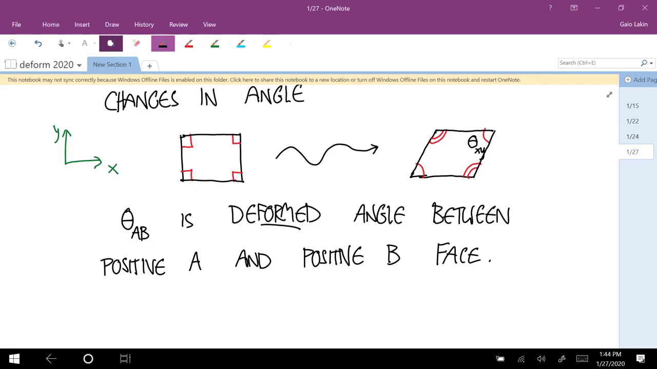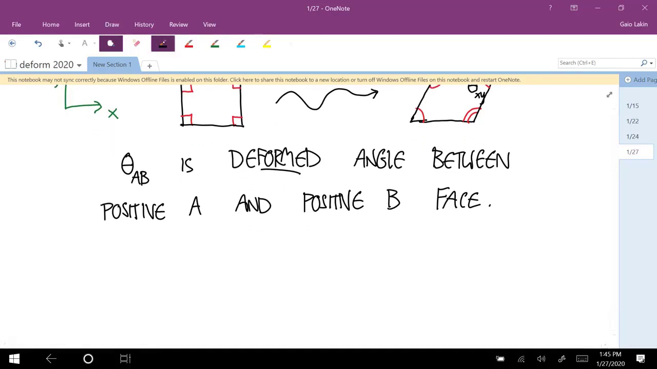Let's go around and name all these different faces. This is the positive X. This is the positive Y. This is the negative X. This is the negative Y. Okay. The only two we care about are the positive X and positive Y, and we want to know the angle between those two. You get the wrong answer for theta if you use the positive X face and the negative Y face. You get the right answer if you use the negatives, but let's not be confusing for no reason.